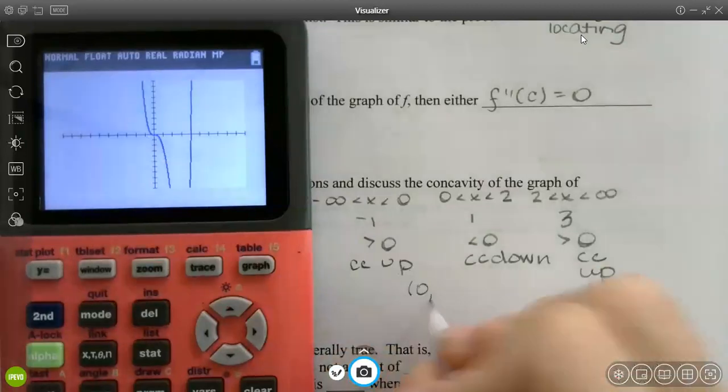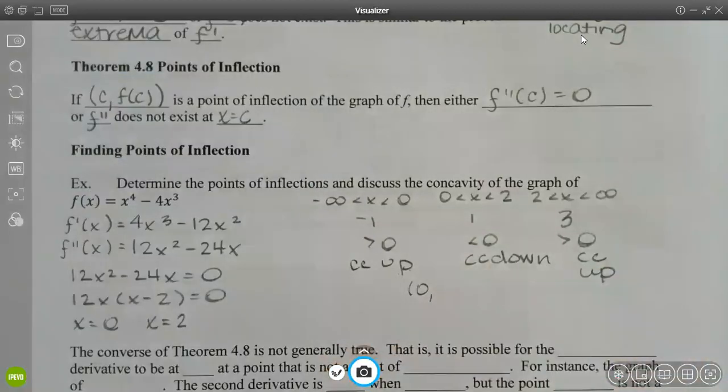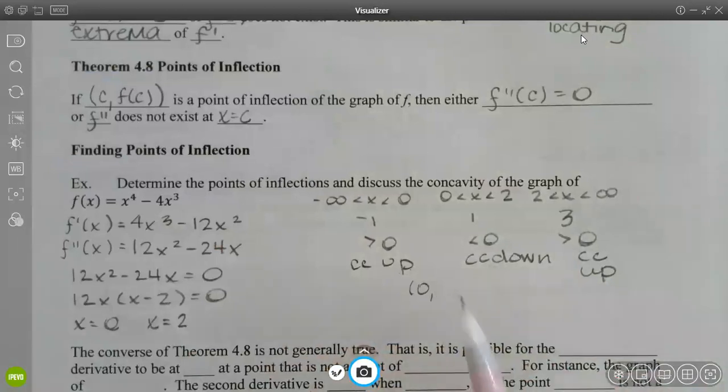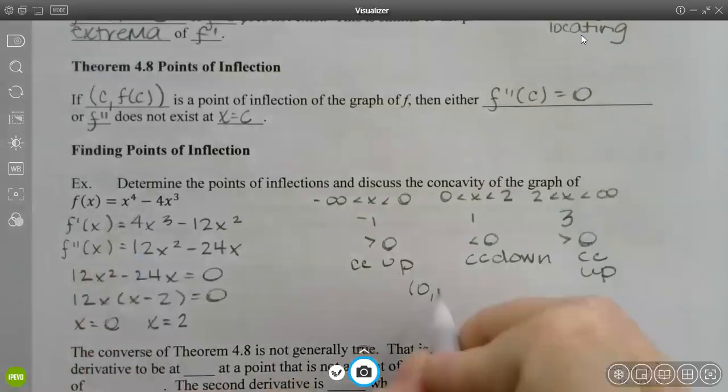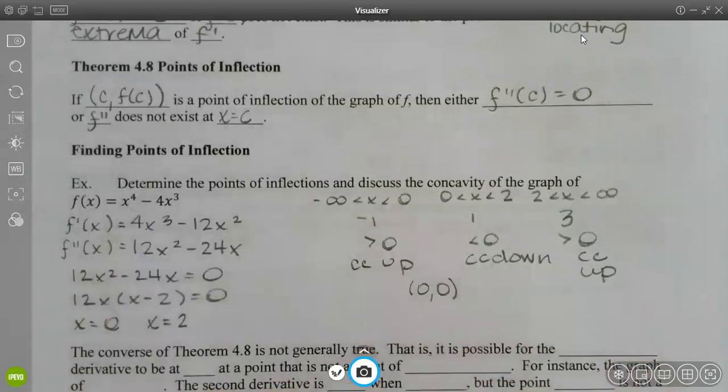It's at 0. That was my critical number, or my number in this case, where f double prime was set equal to 0. How do I get the y coordinate? You plug it back into the function. What's 0 to the fourth minus 4 times 0 to the third? That's 0. That's 1 point of inflection. That's the one thing that I didn't show you yesterday. And again, it was so that you could get that chart and we could talk about it today.